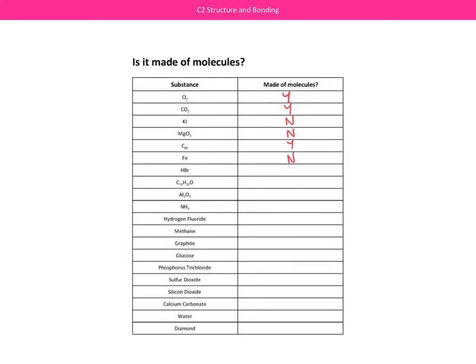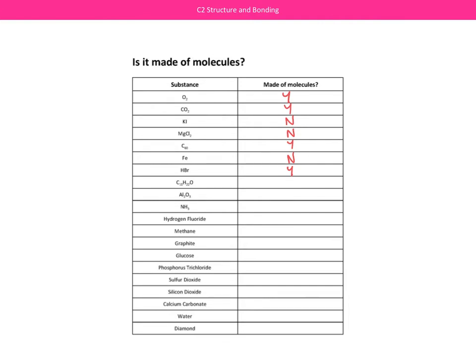HBr, is it made of non-metals only? Well, we've got hydrogen and bromine. They are both non-metals, so we can go to the next set of questions. Does it have more than one non-metal in its formula? Yes, it does. It's got hydrogen and bromine. So straight away we can say that's made of molecules.